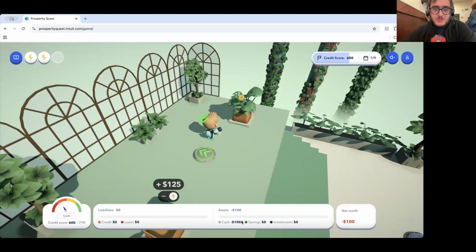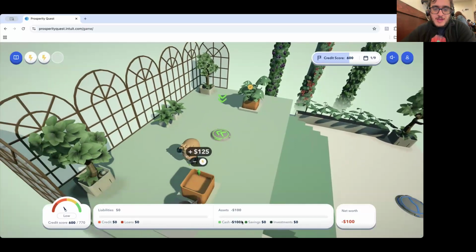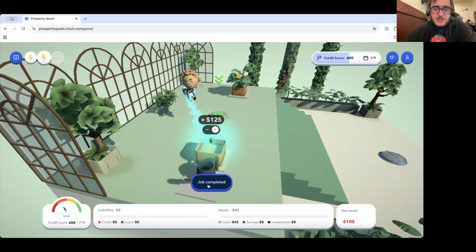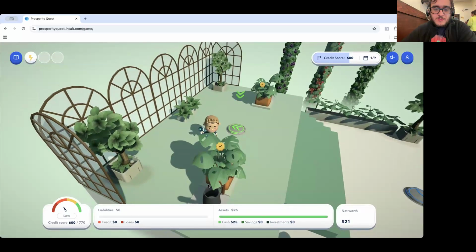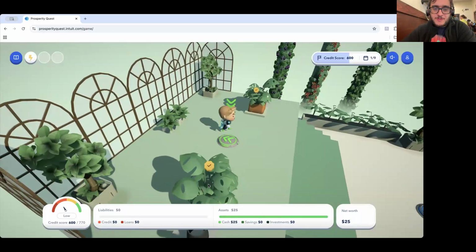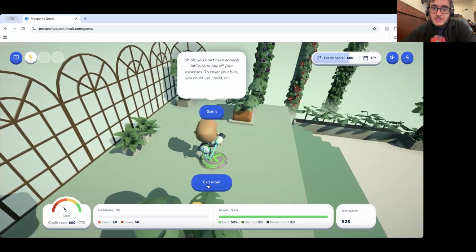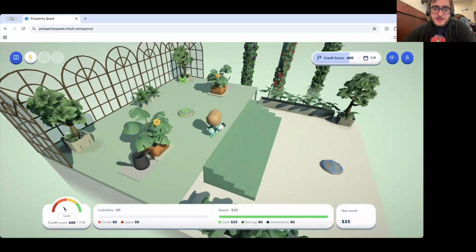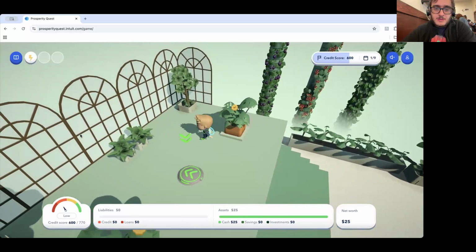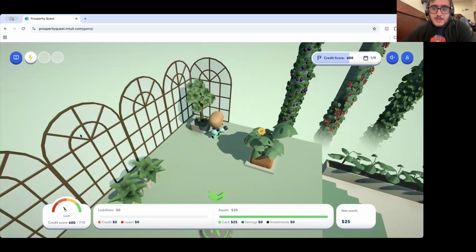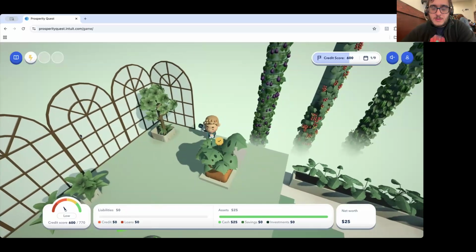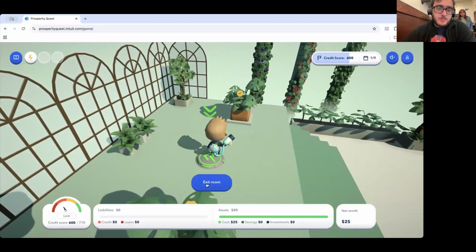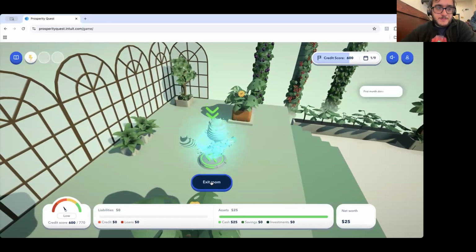Now you'll see I've gained $200. My assets are at negative 100. And then I did this one, and now I'm at $25 net worth. And then when I finish, I have only 1 energy point left. Let's see if there's anything else I can do here. Doesn't look like it. So then we've got to go back to our room, our home.